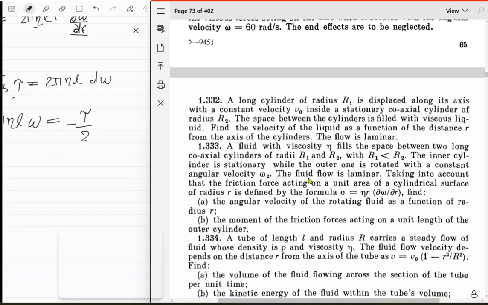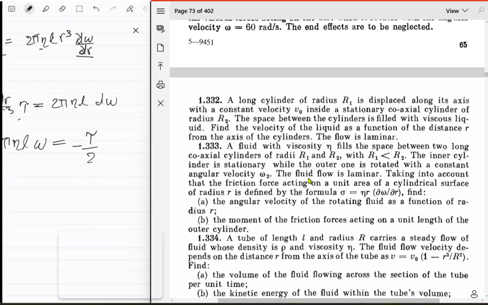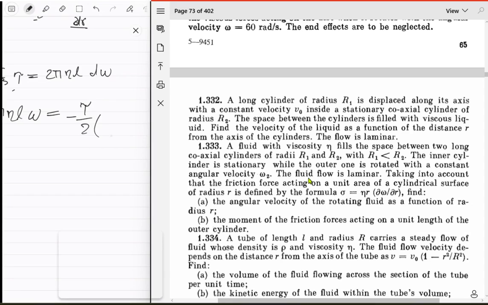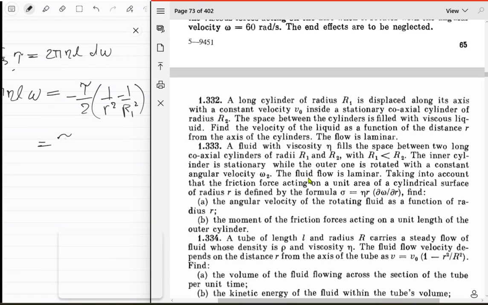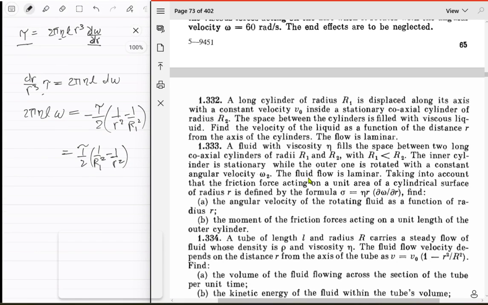Of course, that is a key thing, just 1 upon R squared, right? That's what we have been doing. So 1 upon R squared going from R equal to R1 to some other R should be like 1 upon R squared minus 1 upon R1 squared. So this will just be tau upon 2 and then 1 upon R1 squared minus 1 upon R squared. That makes sense. Okay, so now we have angular velocity as a function of R.